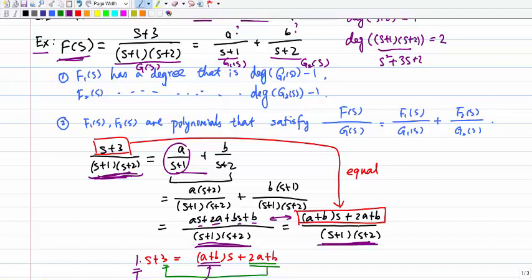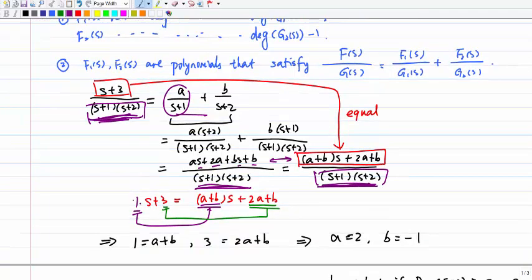Now because these must be equal, and the denominators are the same, the numerators must be equal, which means I have 1 times s plus 3 must be equal to a plus b times s plus 2a plus b. The coefficient for s is 1, so a plus b must be equal to 1, and the constant values should be equal, which means 3 must be equal to 2a plus b. Once you solve this, you get a is 2, b is negative 1.